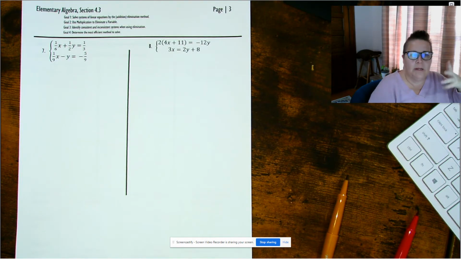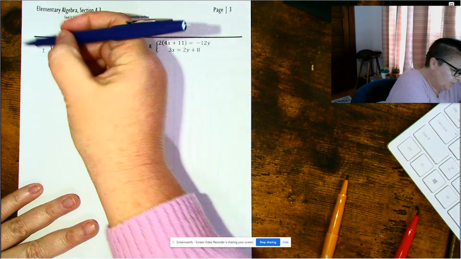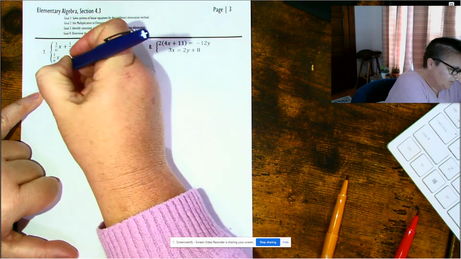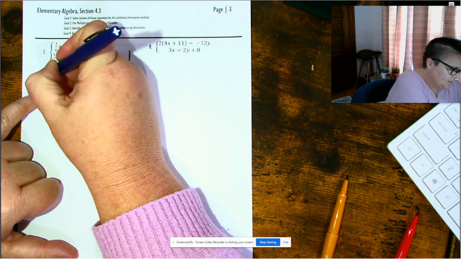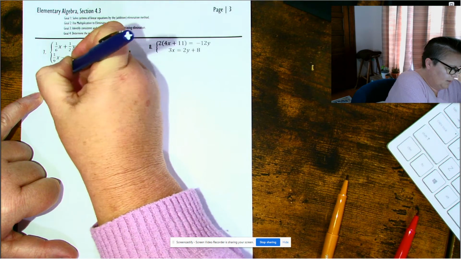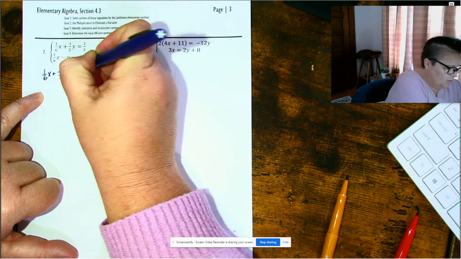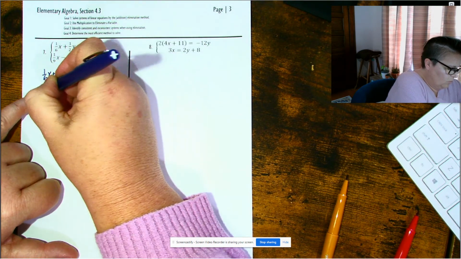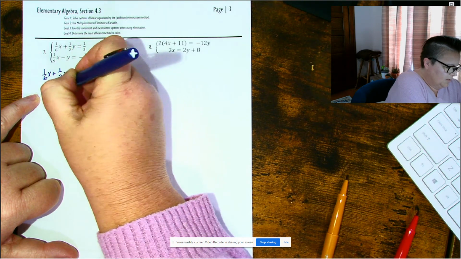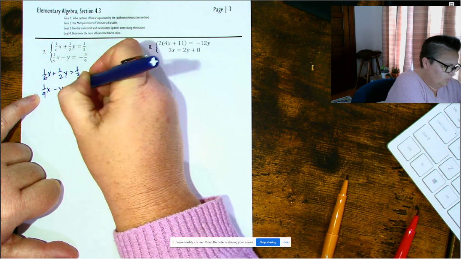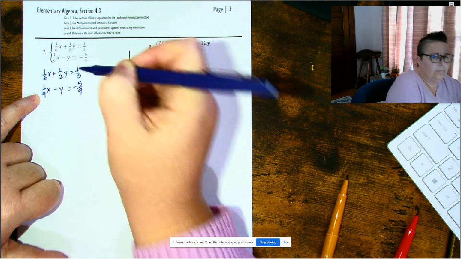So what would I do? Okay, let's take a look at problem number 7. Problem number 7 is a system that is 1/6 x plus 1/2 y is equal to 1/3. And then I have 1/9 x minus y is equal to a negative 5/9.